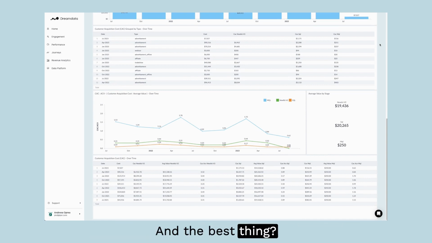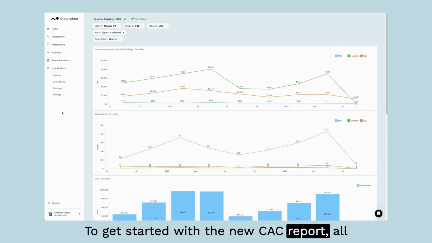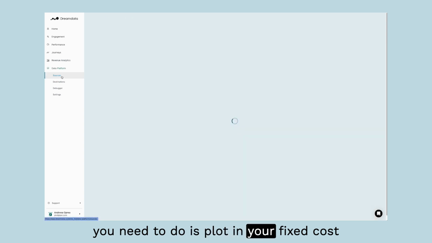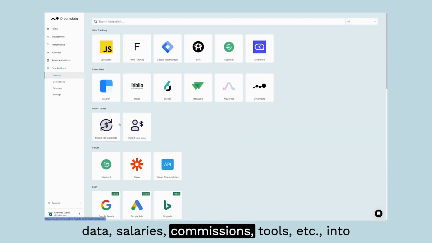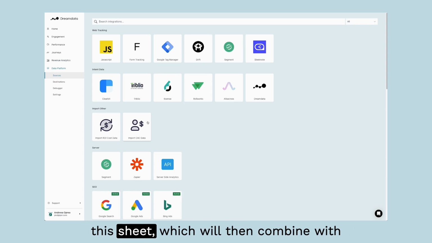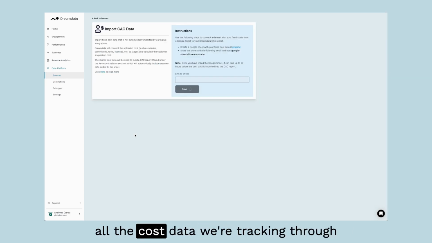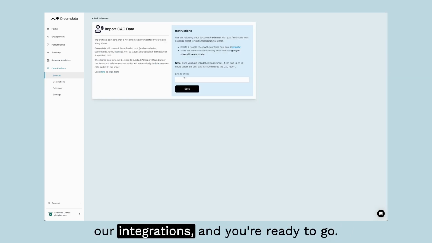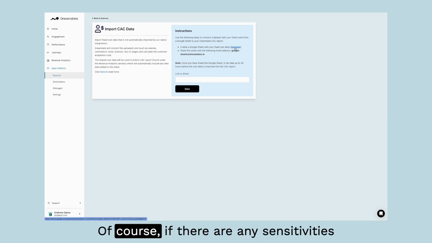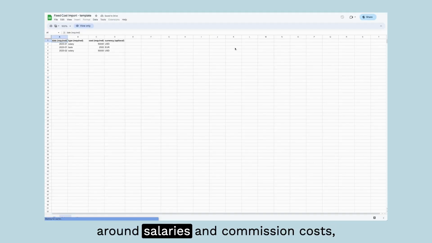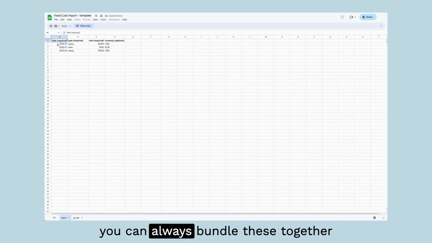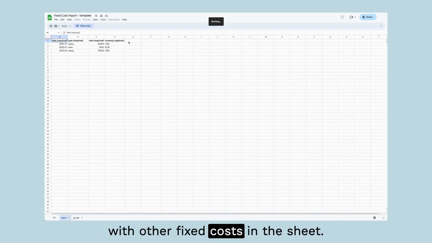And the best thing? To get started with the new CAC report, all you need to do is plug in your fixed cost data, salaries, commissions, tools, etc. into this sheet, which will then combine with all the cost data we're tracking through our integrations, and you're ready to go. Of course, if there are any sensitivities around salaries and commission costs, you can always bundle these together with other fixed costs in the sheet.